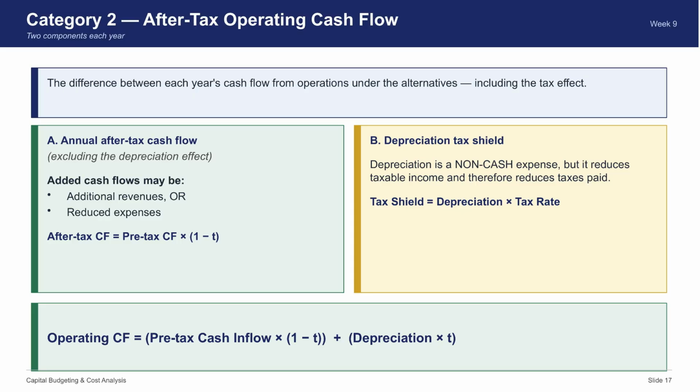After-tax operating cash flow has two parts. One is net operating inflow, pre-tax cash flow multiplied by 1 minus tax rate. The other is the depreciation tax shield, depreciation expense times tax rate. Together, annual operating cash flow equals pre-tax CF times (1 minus T) plus depreciation times T.